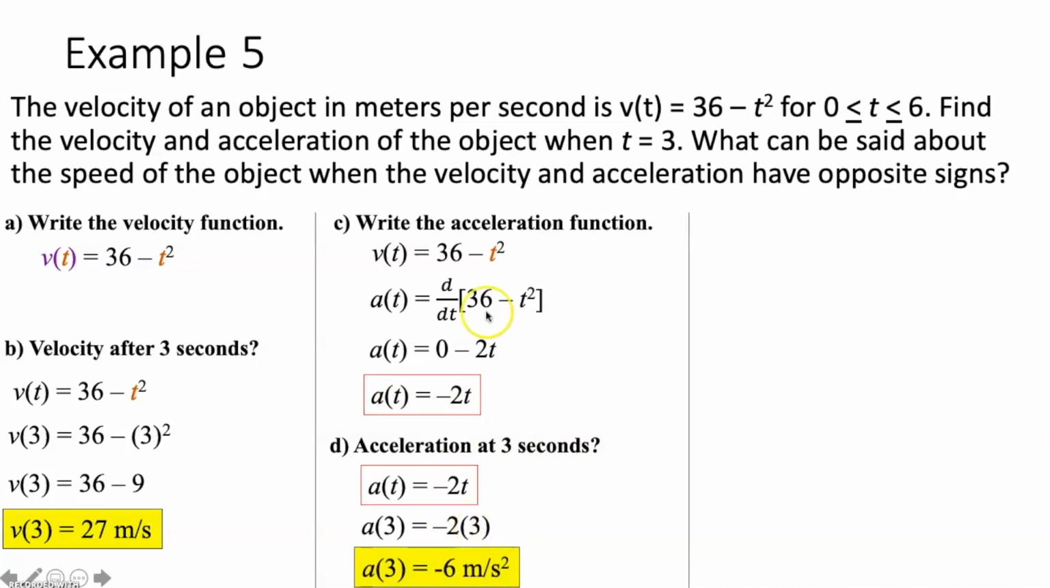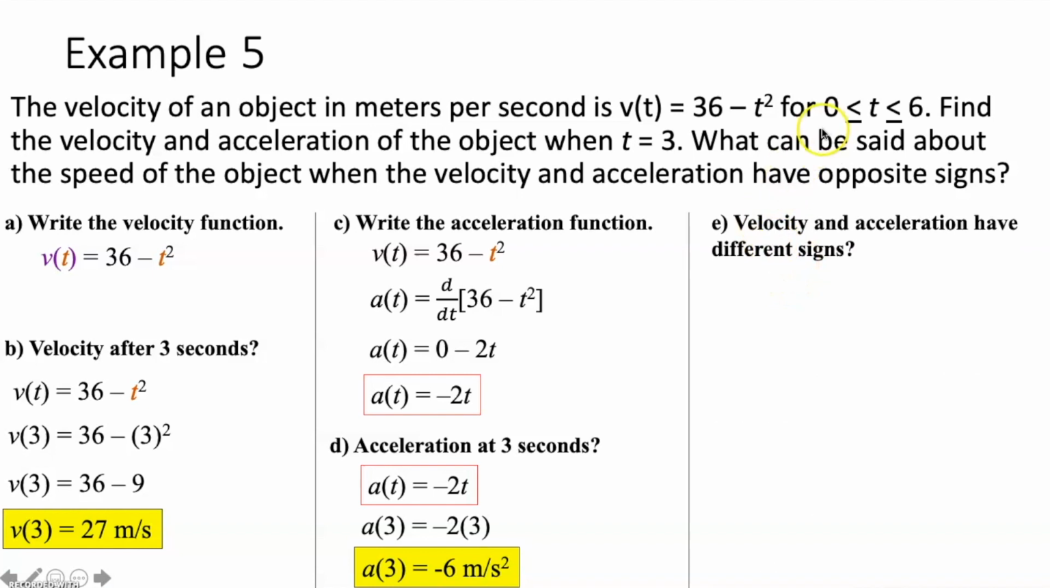Now remember, because our velocity is in meters per second, our acceleration then must be in meters per second squared. Acceleration is distance over time squared. Make sure you put the correct units on velocity and acceleration.